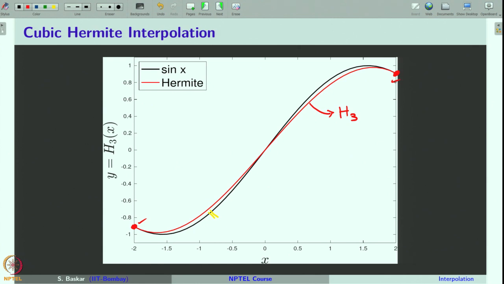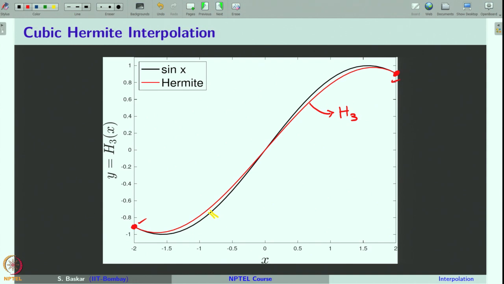Of course, we have to also provide the information of the value of the derivative of the function. That is the cost we are paying here, but we are getting a higher degree polynomial with just two nodes. This is what we observe here.